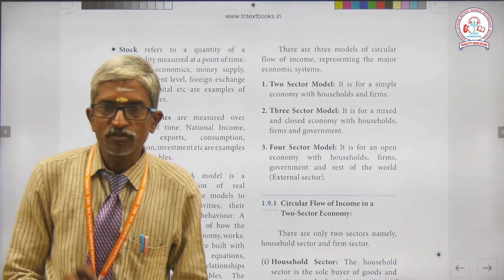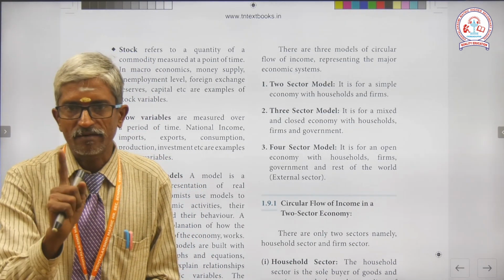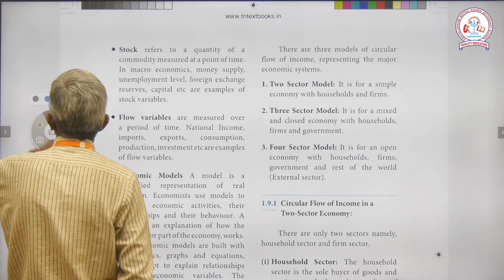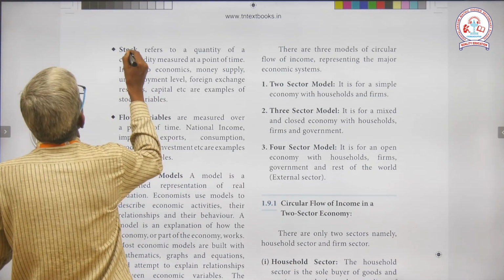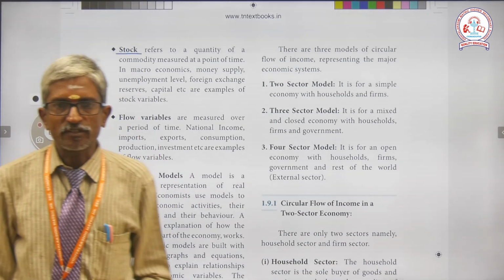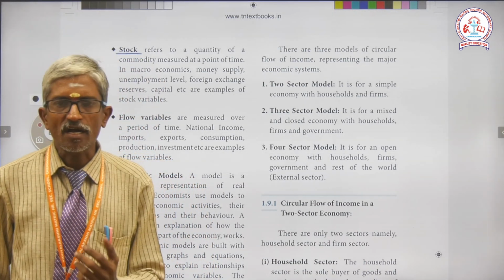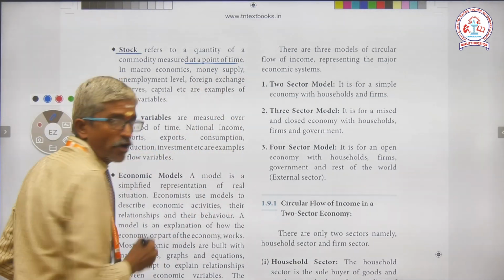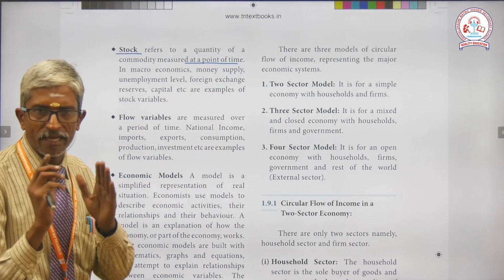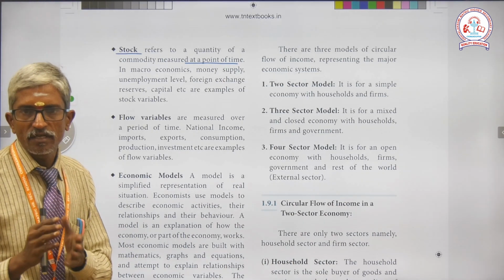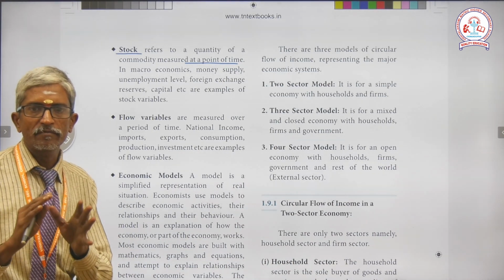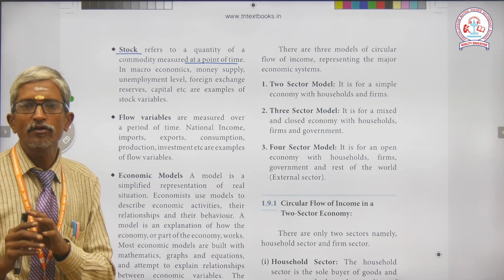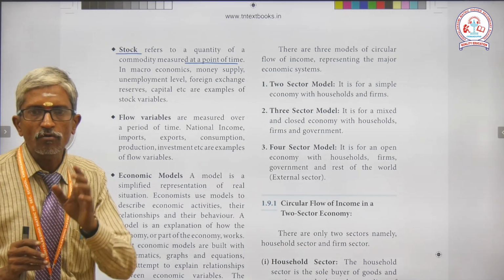Now we are going to see variable number 1, stock. Stock refers to quantity. What is a stock? Stock is nothing but quantity. Point number 1, at a point of time. For example, cooking in our home. In the morning tiffin, there are 4 members, so some quantity, minimum 4 or 5, they used to cook.